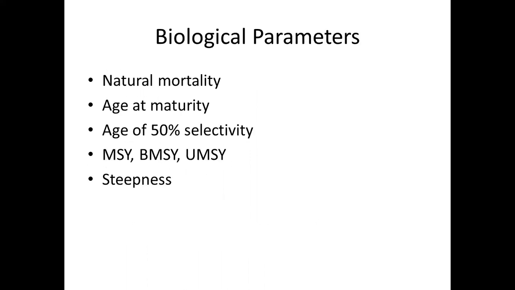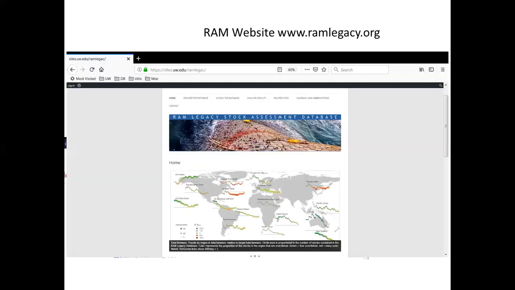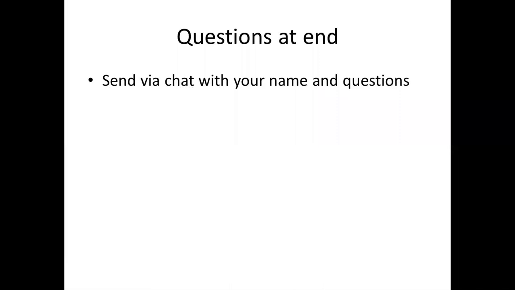Next slide. And then we also have tables of some biological parameters: natural mortality rate, age maturity, age selectivity, where available, MSY, BMSY, UMSY, and spawner-recruit steepness. Okay, next slide. This is the website where it's contained, www.ramlegacy.org.